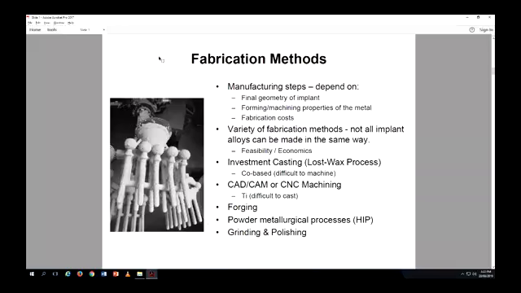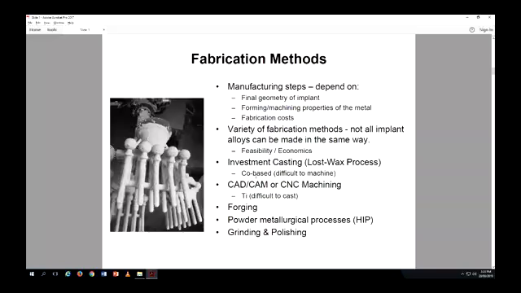Obviously, the fabrication methods depend a lot on the final geometry that you have in mind, and also the forming and machining properties of the metal. Not every metal can be processed with all methods. For instance, titanium is very hard to machine, so they have to come up with other ways of fabrication. So feasibility, and whether it's worthwhile doing it, the economics, is very important.